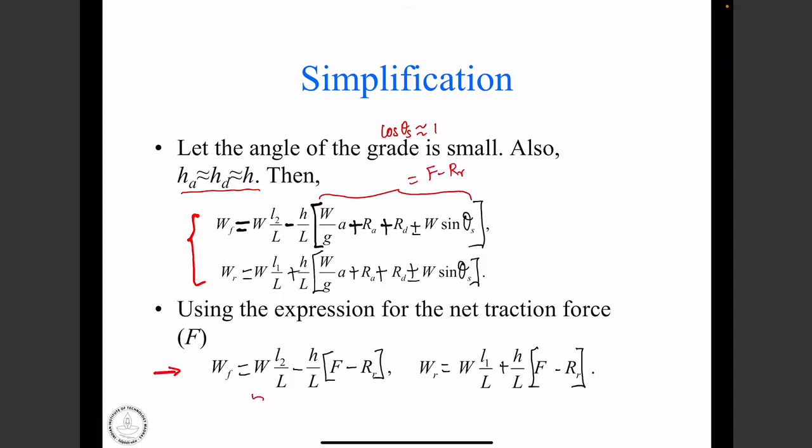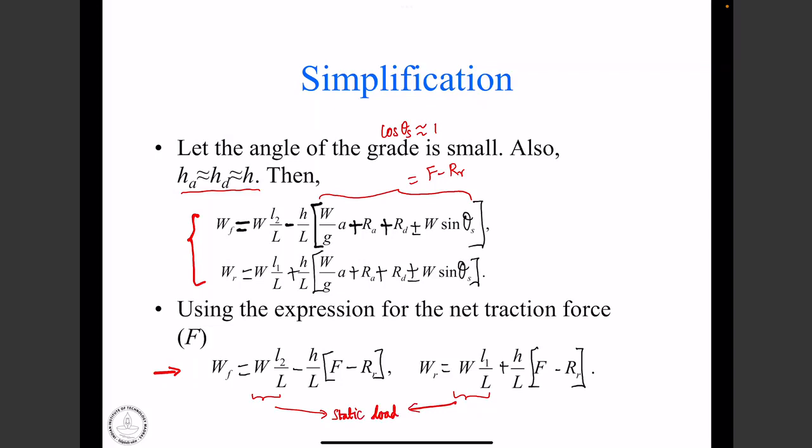And just like before, we have these two components, which are the static loads. The static load on the front wheel is going to be WL2 by L, and the static load on the rear wheel is going to be WL1 by L. This is something which we are already familiar with.